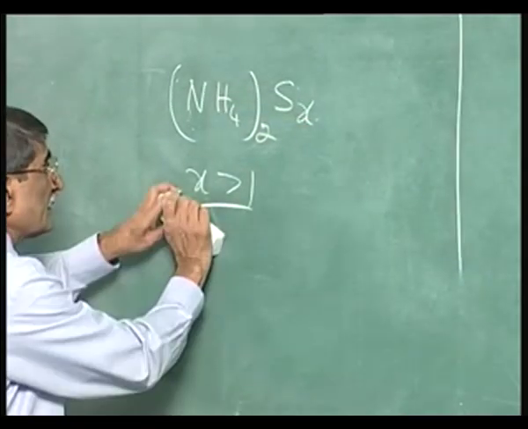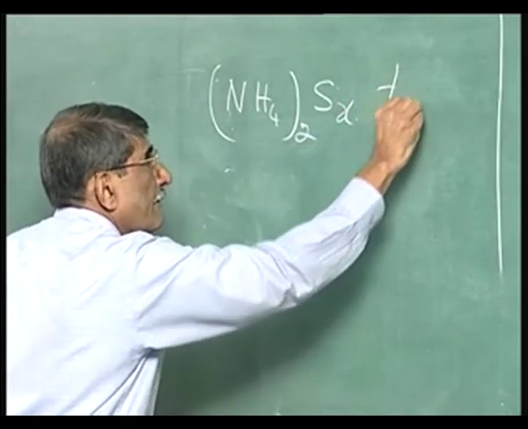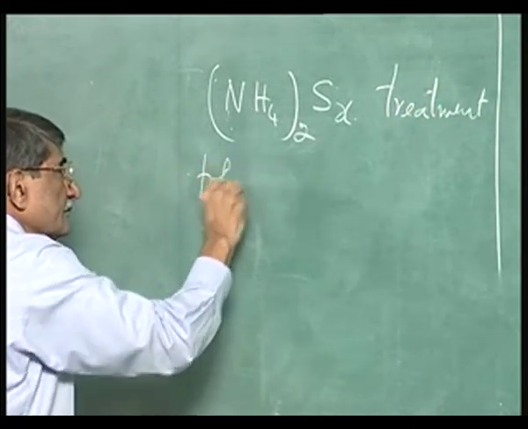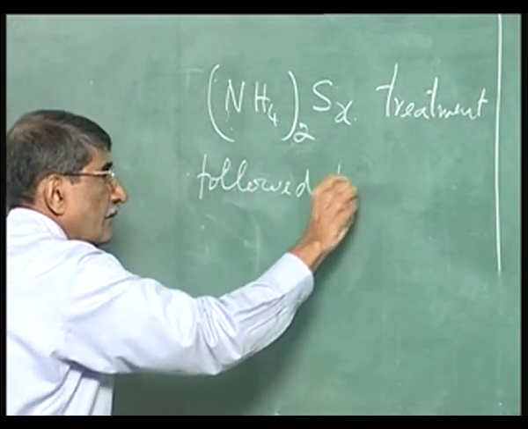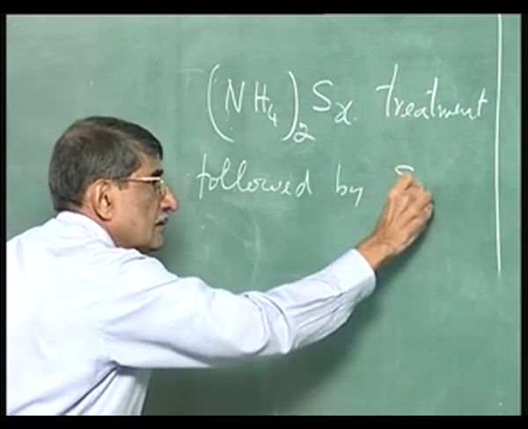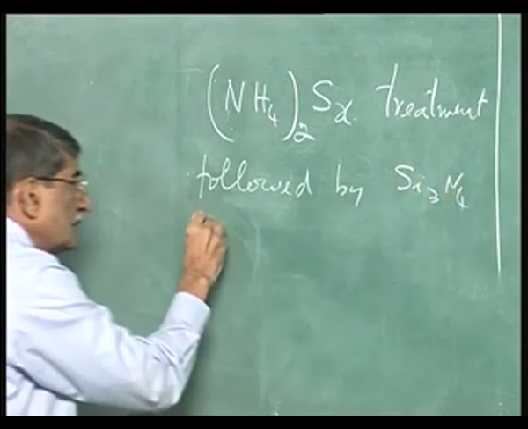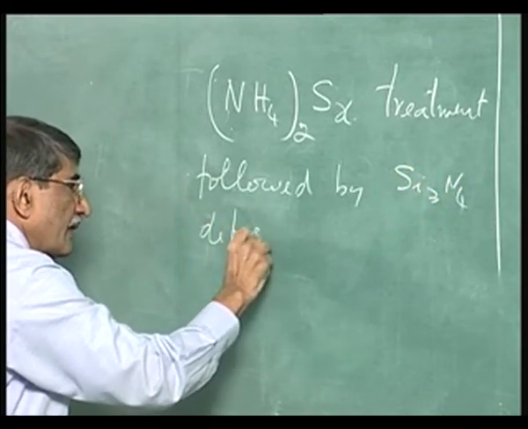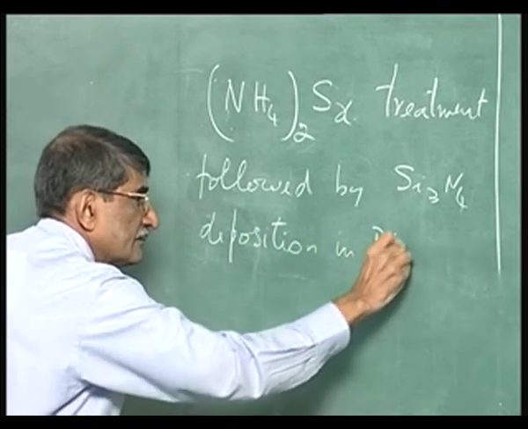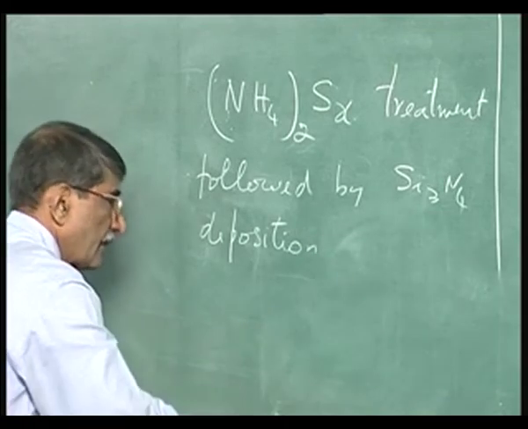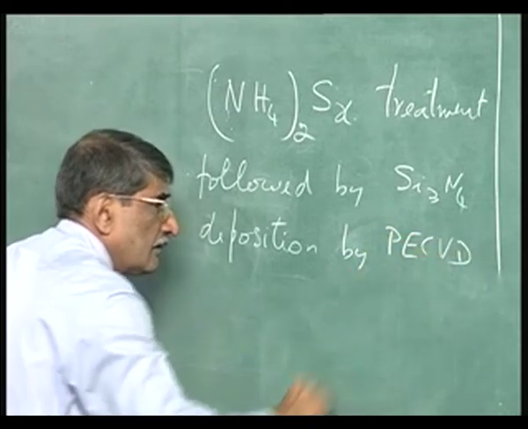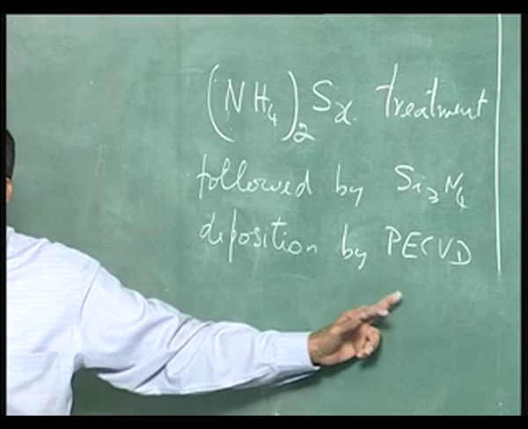So, ammonium sulphide treatment followed by silicon nitride, Si3N4 deposition in plasma, by plasma enhanced chemical vapor deposition.